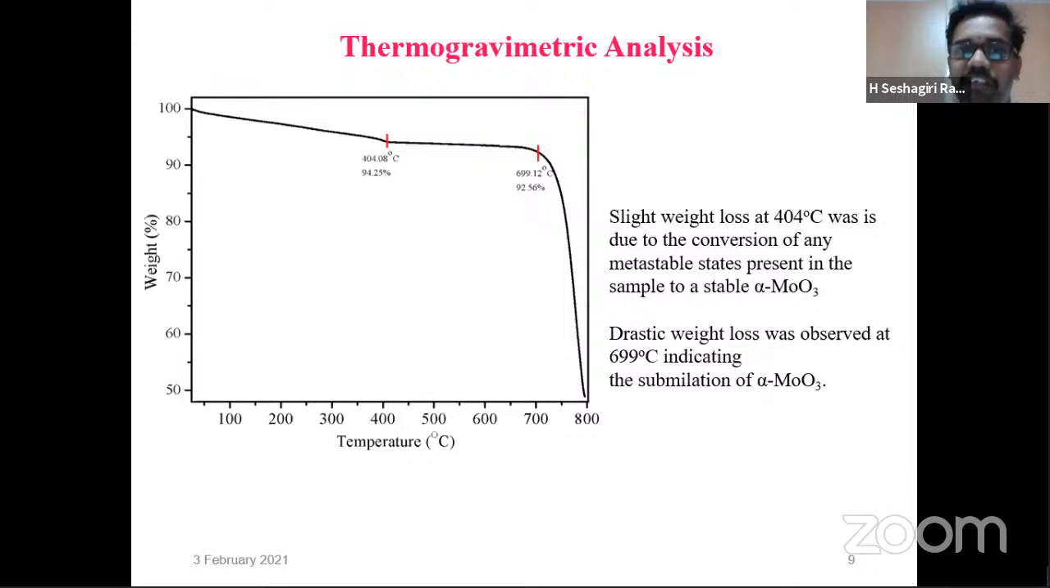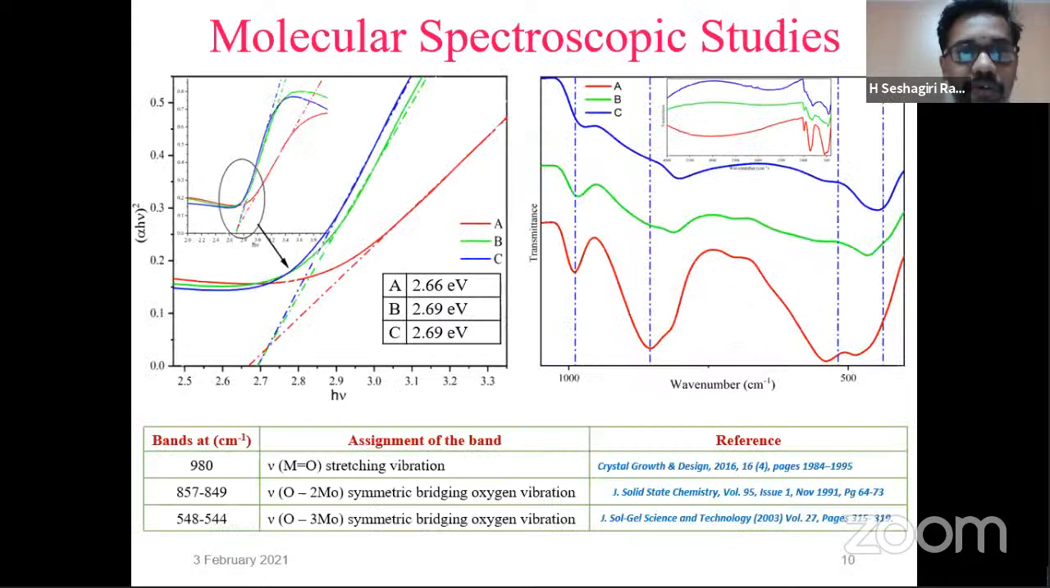Going to the thermogravimetric analysis, we can see that there is a phase change at 404 degrees centigrade. This drastic weight loss is because of the loss of water molecules, whereas the drastic weight loss observed at 699 degrees centigrade is because of the sublimation of alpha MoO3. So we can see a drastic weight loss in the case of this MoO3 at 699 degrees centigrade, and this clearly indicates that alpha MoO3 exists between 404 and 699 degrees centigrade as a stable phase.